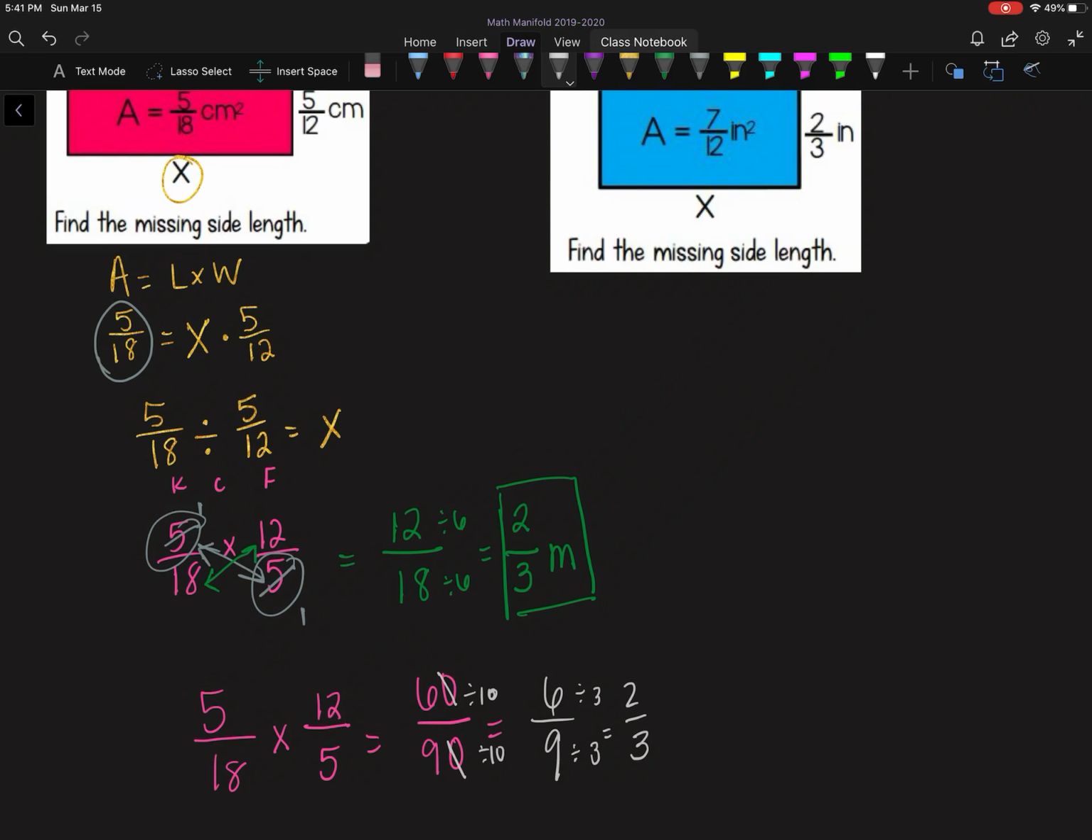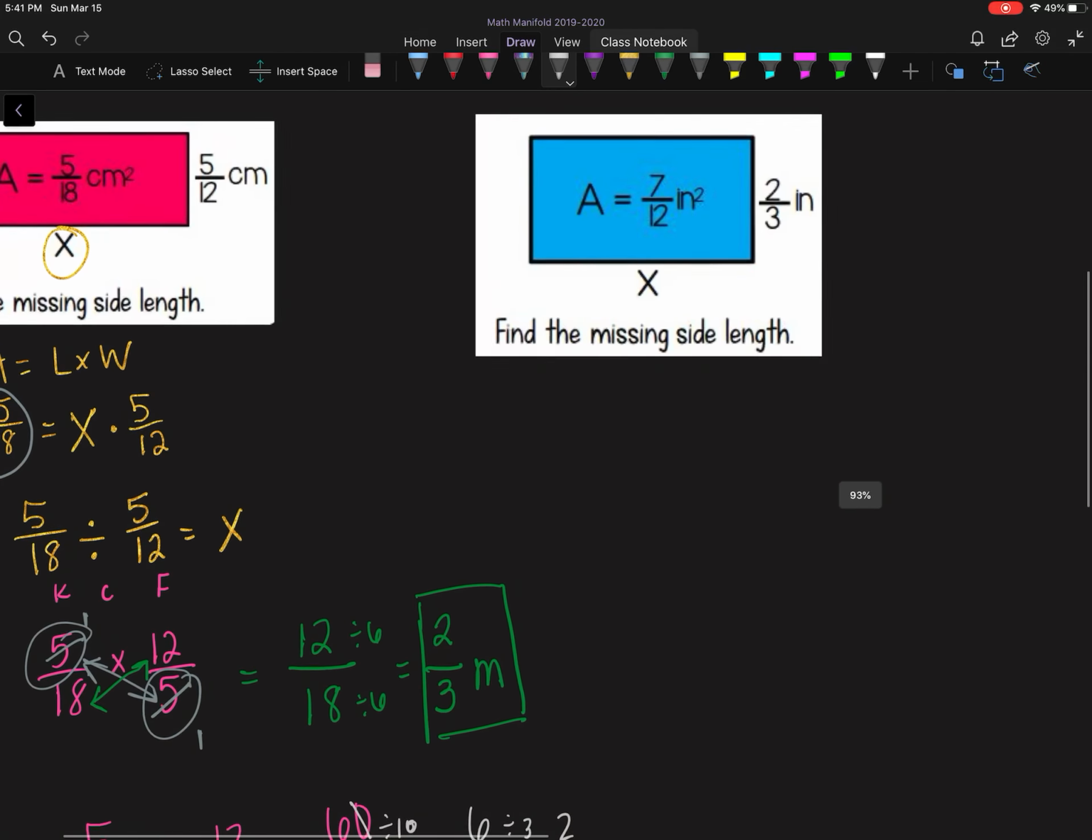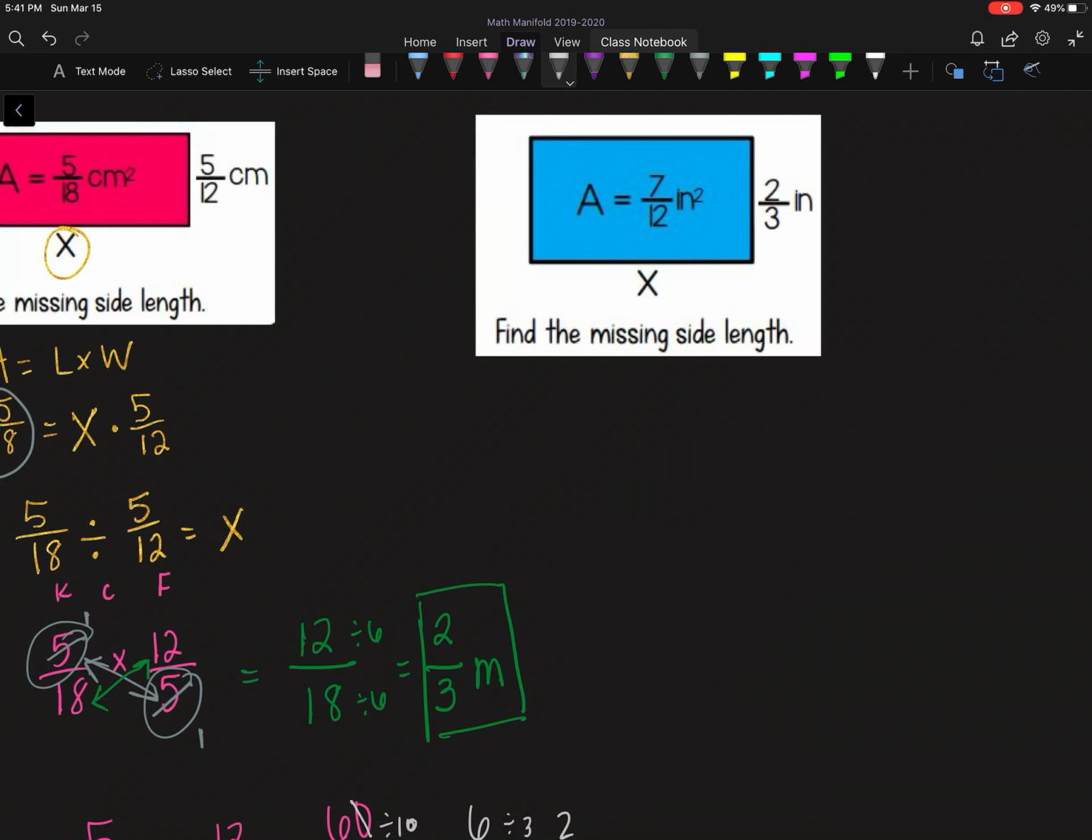Some of you may have already picked up on this or had an older sibling or a parent show you how to do that. I just know not everybody is ready for cross simplifying. So let's look at your last one before you go try on your own in Canvas.